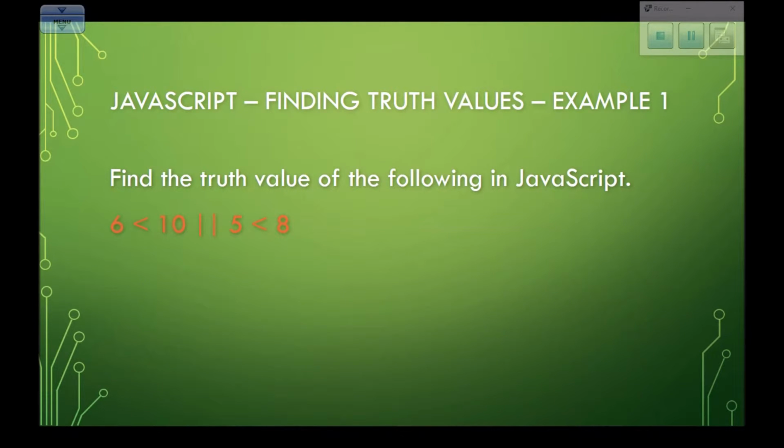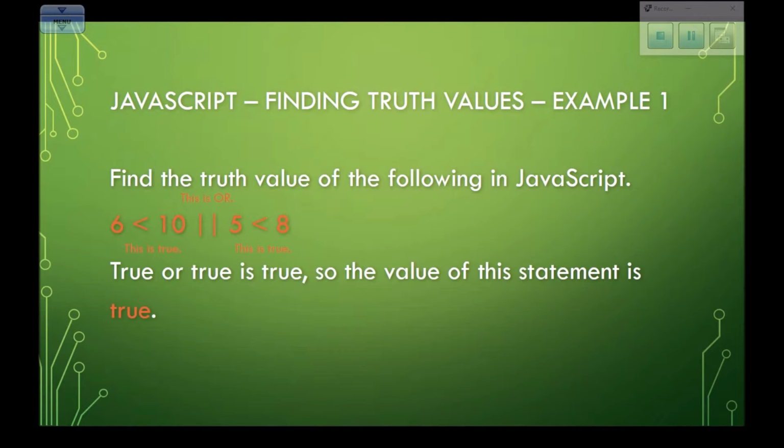So let's find some truth values. Okay, so look at this guy. I have 6 is less than 10. That's true. 5 is less than 8. That's true. That's an or in the middle. So this is true or true, which is true. So the value of this statement is true.